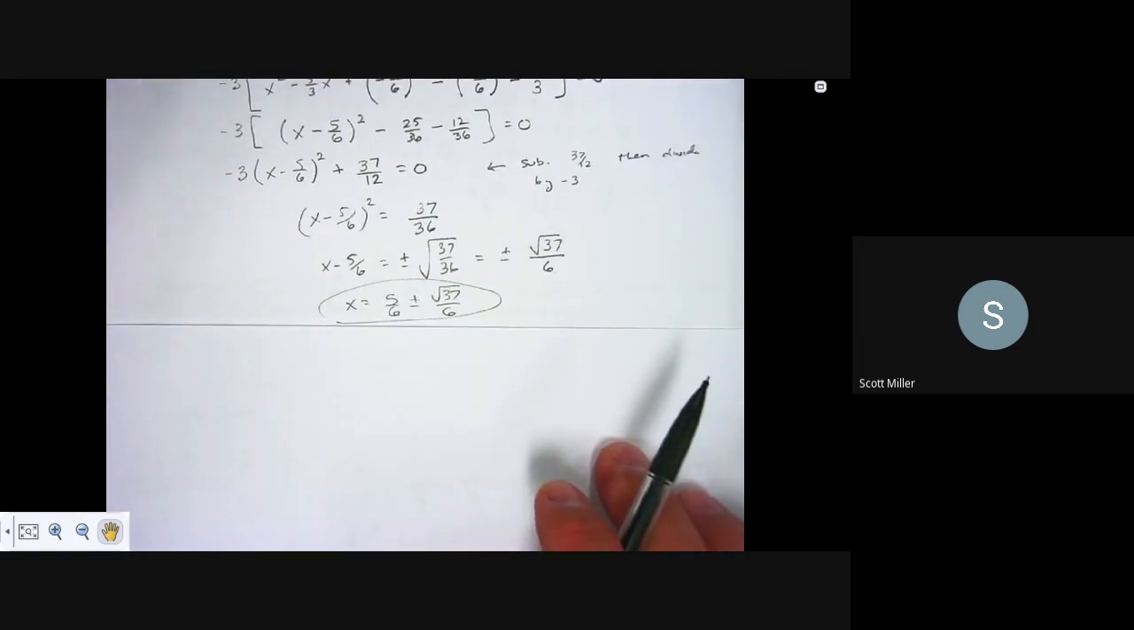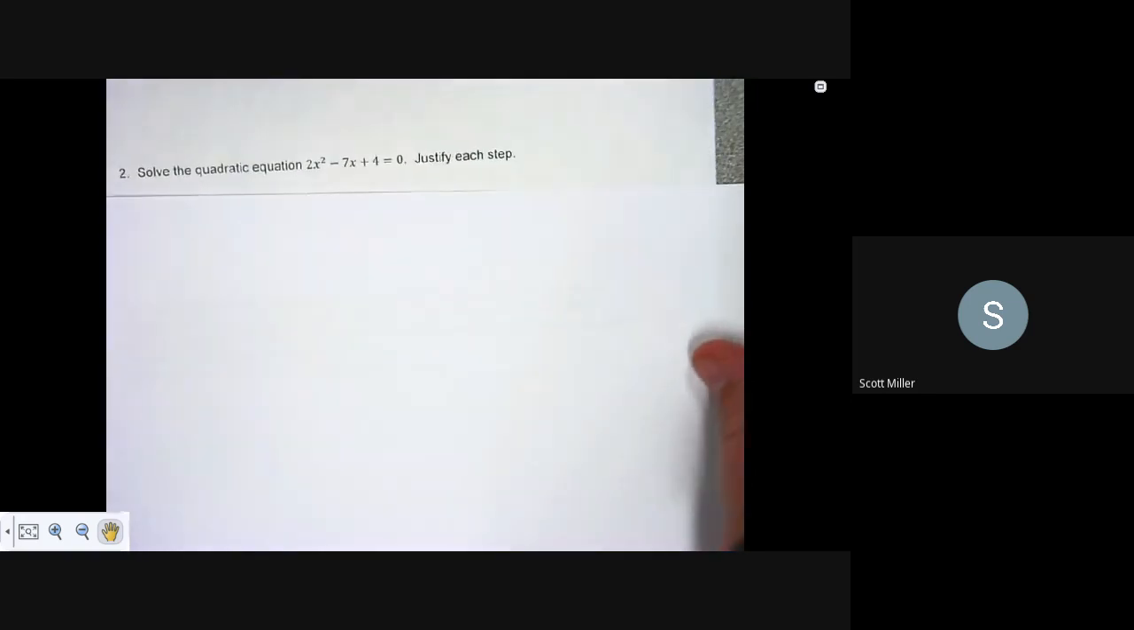Okay, so that's what this part here was about. So this is just practice and getting our minds back into the complete the square format. And so that's what that one did right there. And then I have another one.